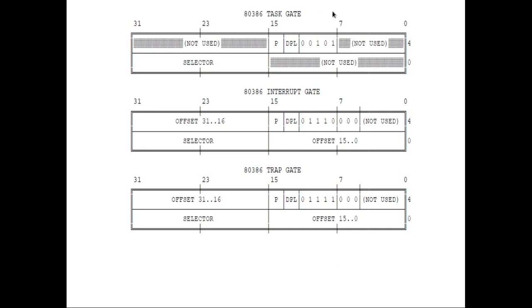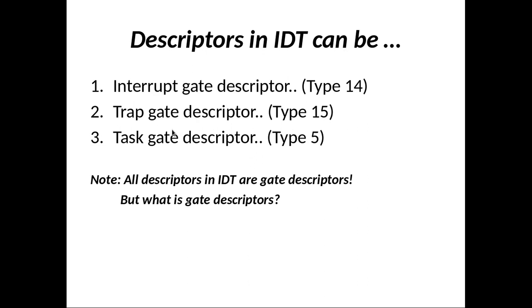So what is the type of task gate descriptor? Just observe these 4 bits. In case of system descriptor, we have seen that a bit becomes part of the type field. So here, what is the size of the type field? It is 4 bits. Observe these 4 bits, 0101. So 0101 means it is type 5. Type 5 means task gate descriptor.